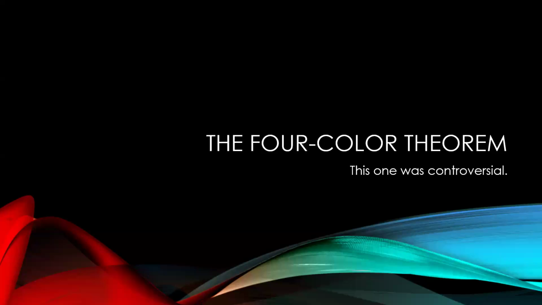And so that was the museum problem. It gave us the idea of triangulation, and it also gave us the idea of applying a coloring to the nodes. We're going to use those ideas a little bit for our next one, which is the 4-color theorem. This one was a little controversial.